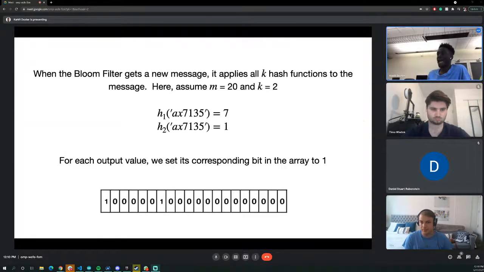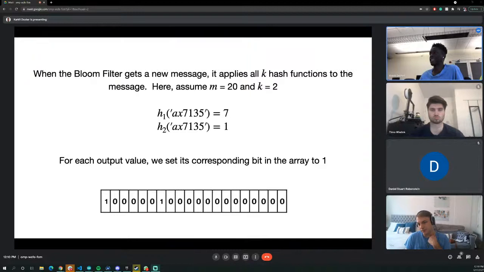So how does the actual algorithm of the Bloom filter work? How does it store these messages? Let's walk through an actual example. Here let's assume we have a Bloom filter of size 20 and 2 hash functions, so M equals 20 and K equals 2. When our Bloom filter gets a new message, it's pretty simple.